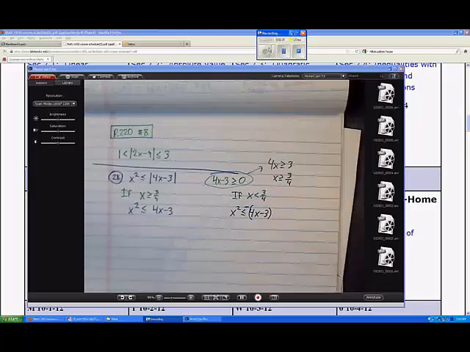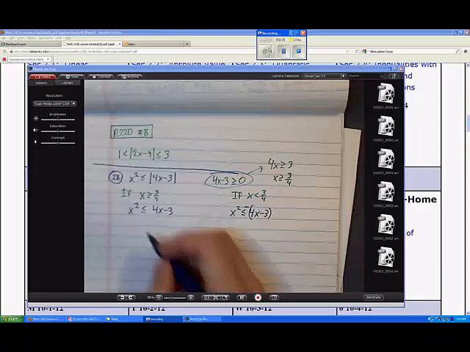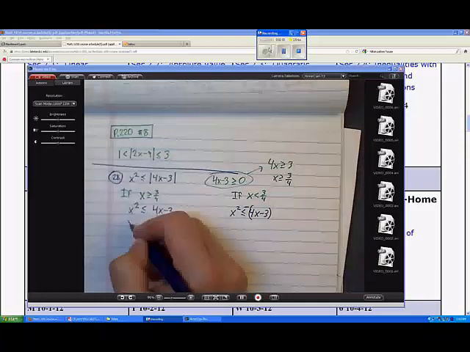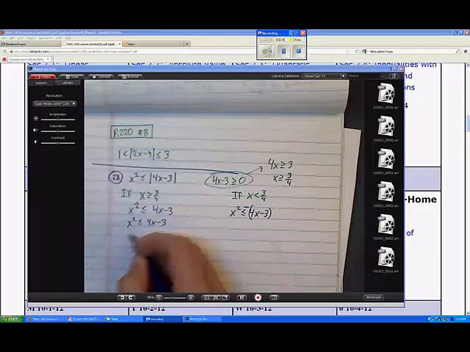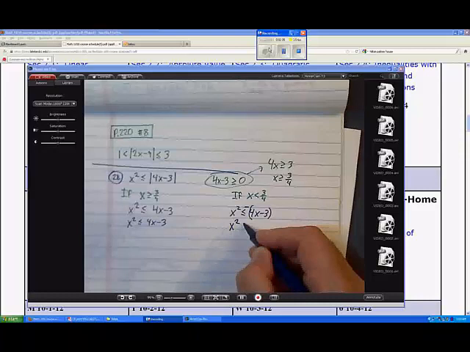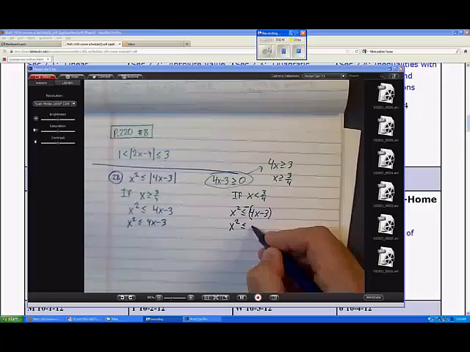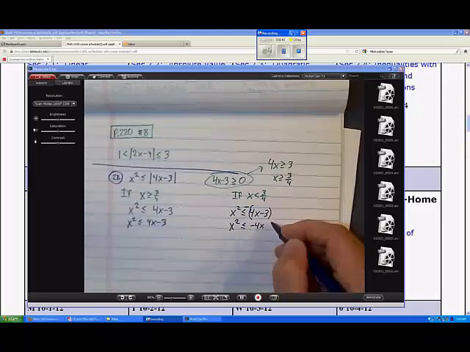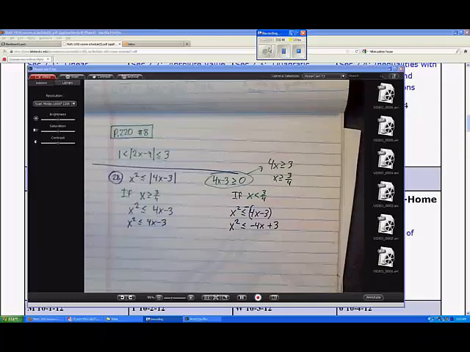So let me go through and give you the two cases. This one is x squared is less than or equal to 4x minus 3. I'm fine with that. This one would be x squared is less than or equal to negative 4x, and then what? Positive 3. Okay? And the question is, how do you solve this? How do you figure out an inequality like this?